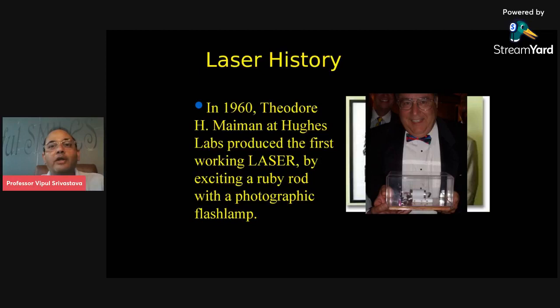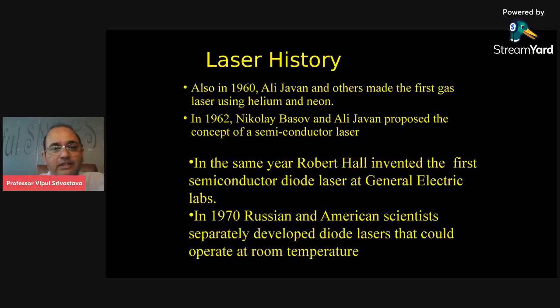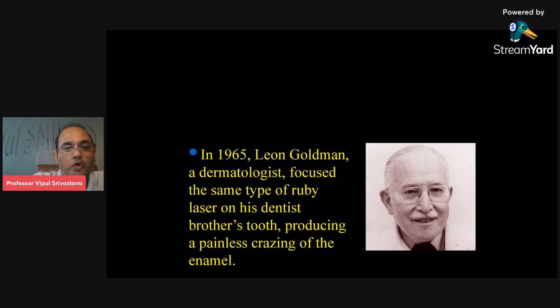So we need to understand the first interaction of lasers with humans. This is something more about the history, and I'm not going into the detail. Let us go into dentistry. In 1965, Leon Goldman was a dermatologist. He got access to the ruby laser, and his brother was a dentist.